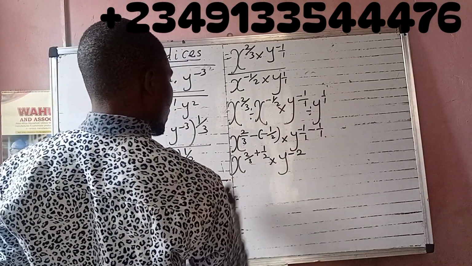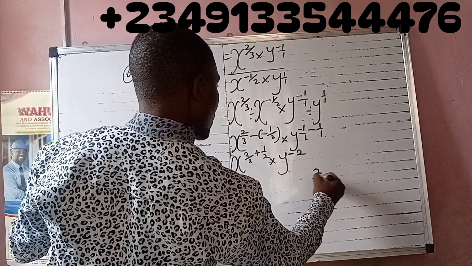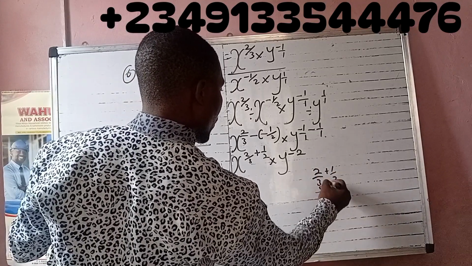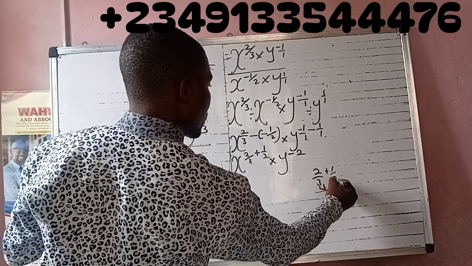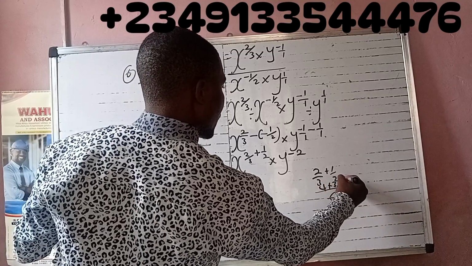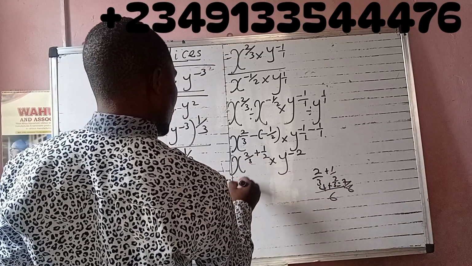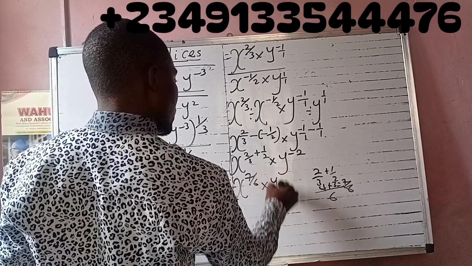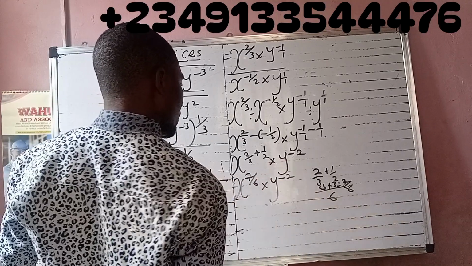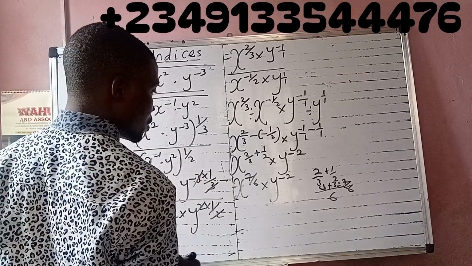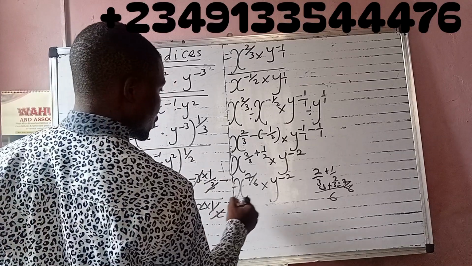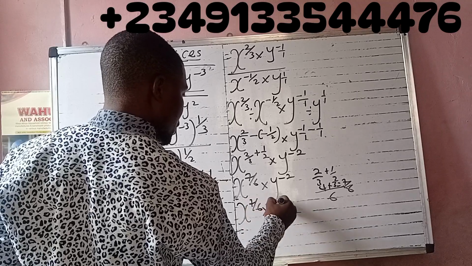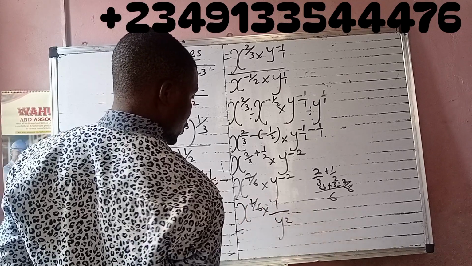So let's solve this one here. If we solve this one, we have 2 over 3 plus 1 over 2. LCM is 6. 3 in 6, 2 times 2, 4. 2 in 6, 3, 3 times 1, 3. So we have 7 over 6. So it's going to give us 7 over 6. So you have x to the power 7 over 6 minus 2 here. So here now, we have x to the power 7 over 6 times 1 over 2.